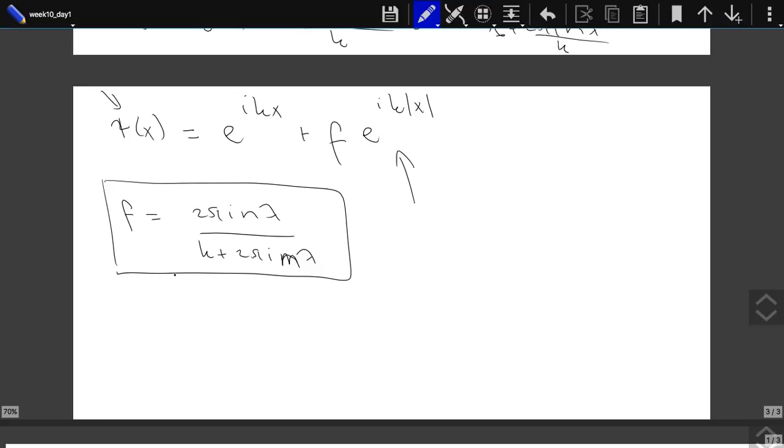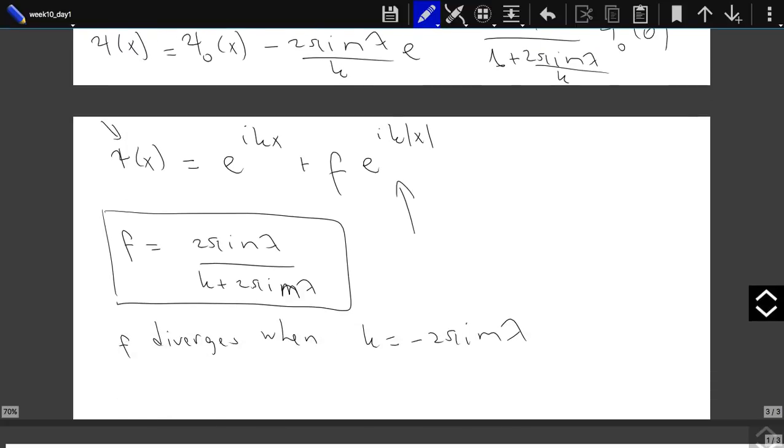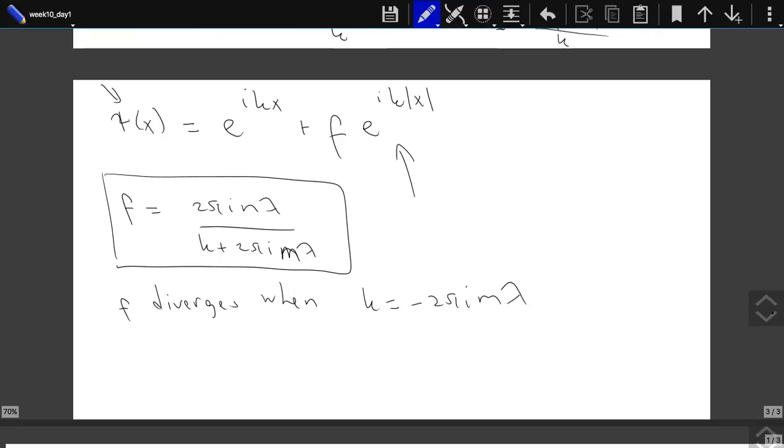Let's look at this f. f diverges when k is equal to minus 2 pi i m lambda. Now, what happens when f diverges? Well, psi of x is equal to e to the power i k x. I didn't substitute this value yet, but we can just substitute it. 2 pi m lambda of x, or rather than that, let me just use psi 0 of x, because I would later on generalize it to three dimensions, plus f, which diverges, but let's just keep it there.